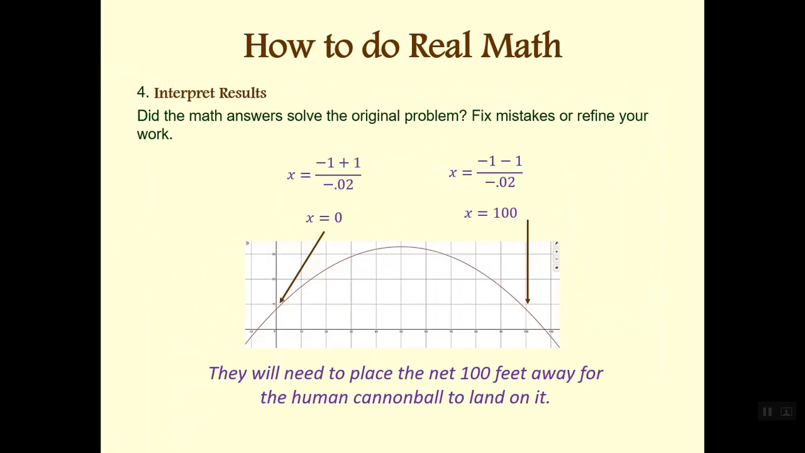And then the last step is to actually interpret the results. Ask yourself, did the math answers actually solve the original problem, and then fix any mistakes or refine the work and figure out if there's anything else you need to do. So you can see based on this work that they figured out they'd need to place the net 100 feet away so that the human cannonball would land on it.